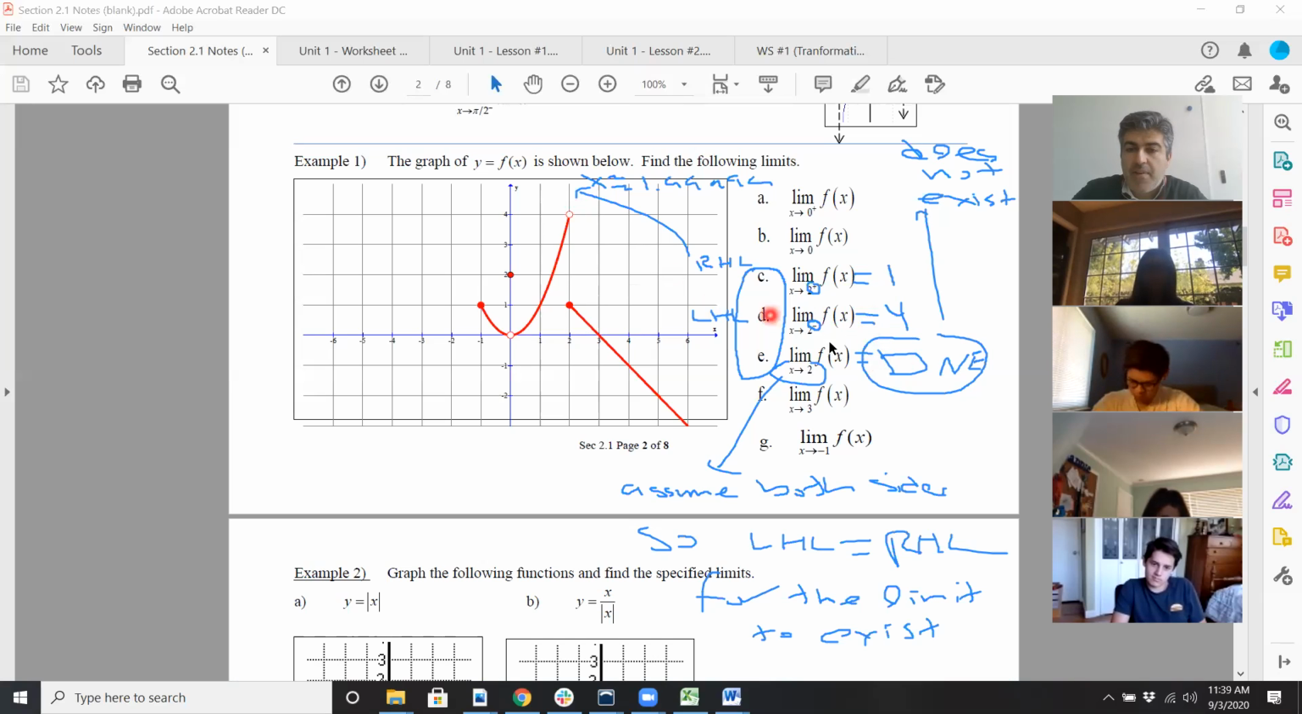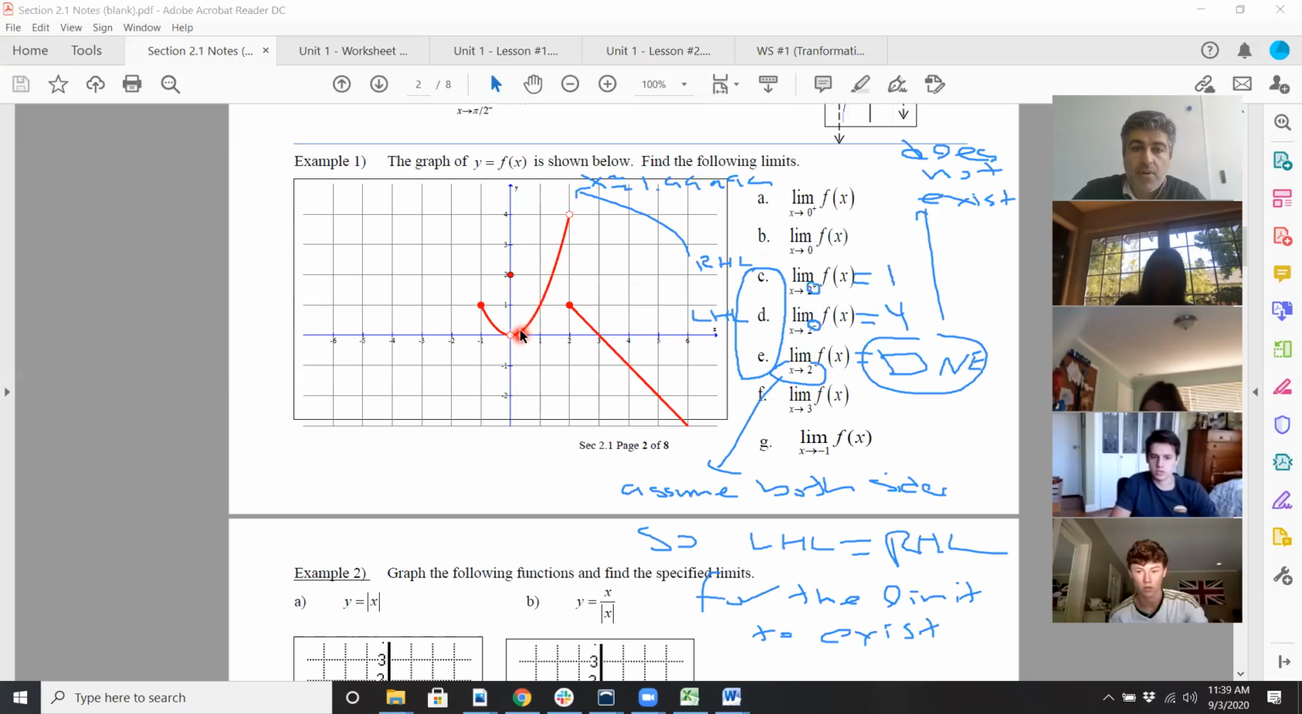But C, D, E, those are the answers. 1, 4 does not exist. Now, how about for A? What if I'm approaching 0 from the right side? What is y getting closer and closer to as I'm approaching 0 from the right side? 0. It'd be 0. Always 0. Yep.